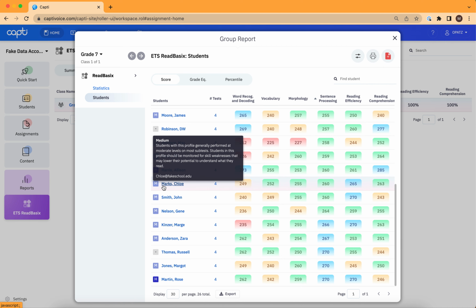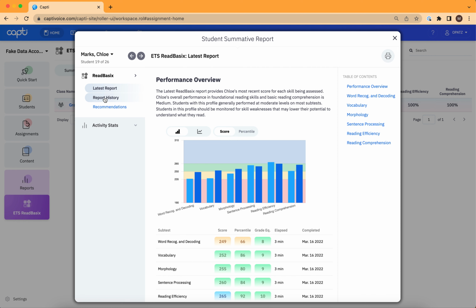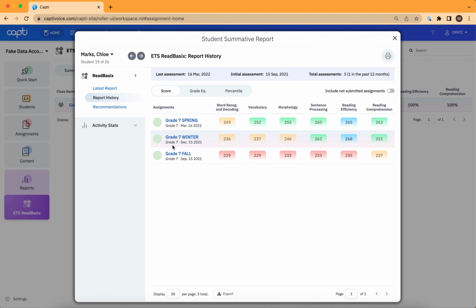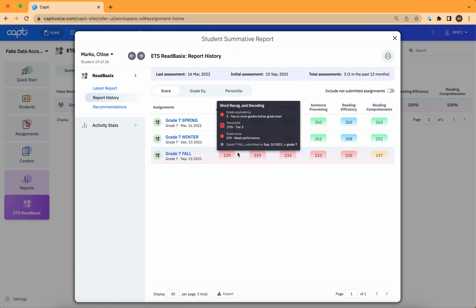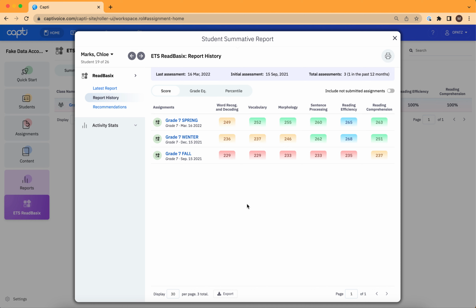She has a medium profile, but what's unique about her is she didn't always start at this medium level. She actually started her 7th grade year below that decoding threshold at 229. And then through strategic intervention that her teacher gave her, her score started to go up in word recognition and decoding. And by the end of her 7th grade year, she was up to 249.